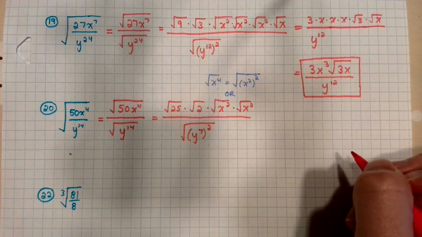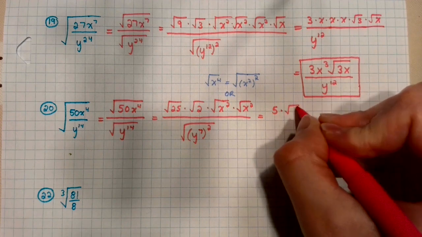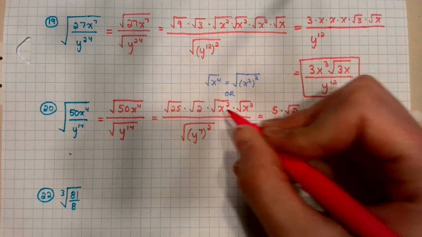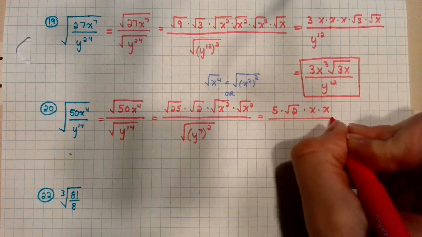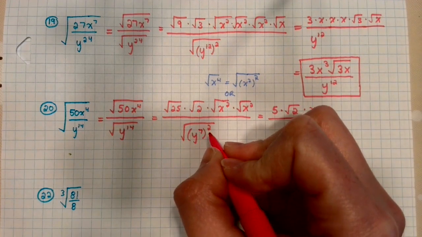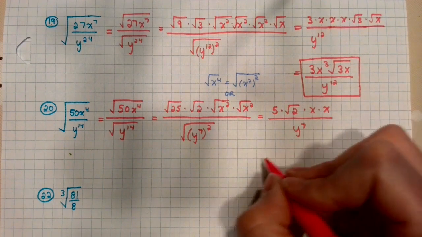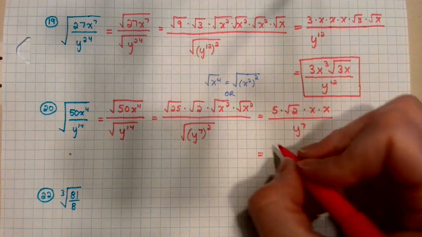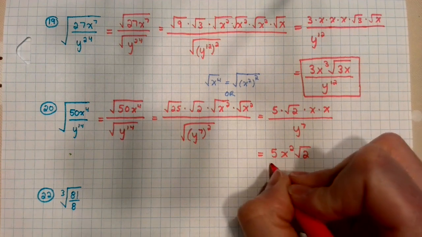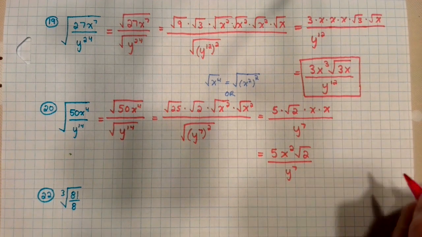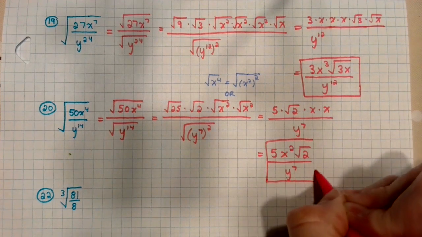So now we're going to be able to simplify this. We're going to have 5 times the square root of 2 times the square root of x squared would be x, square root of x squared would be x, and then this is all over y to the 7th squared, taking the square root of that, you would be left with just y to the 7th. Cleaning up the top here, we would have 5x squared, square root of 2, all over y to the 7th. And that would be the final answer for number 20.